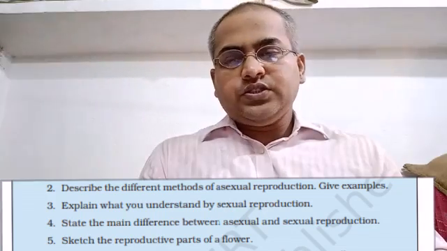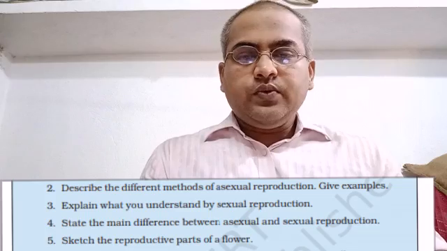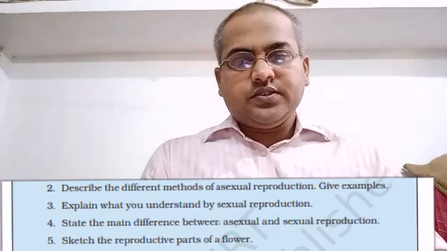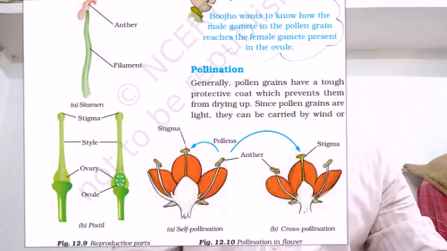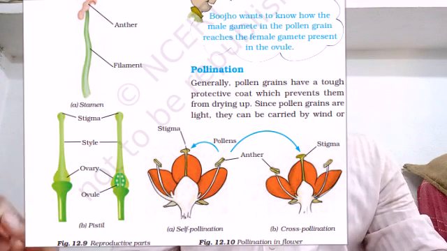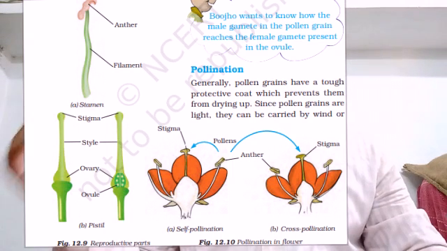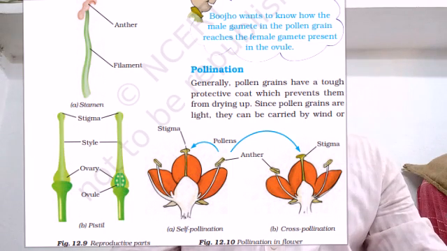Now comes the next question, number 3. Explain what you understand by sexual reproduction. It is the mode of reproduction in which male and female gametes fuse together to form a zygote. The zygote divides further to form a new organism. Male and female gametes may be of the same kind or different kind. Sexual reproduction is common in multicellular organisms and, in certain conditions, unicellular organisms.